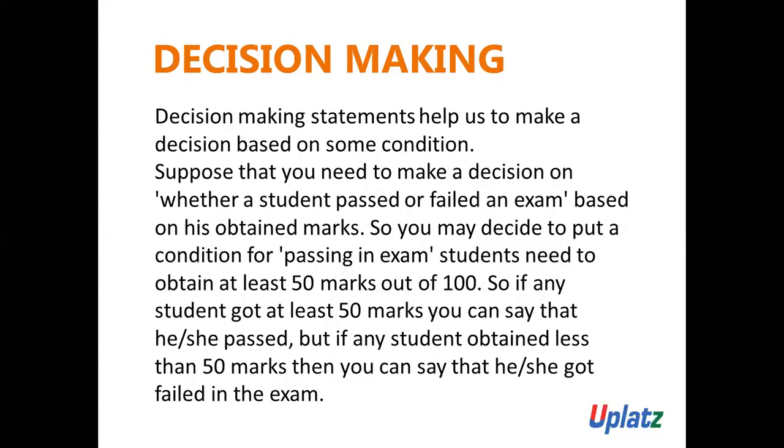So what is our objective, or what is our goal? Here we need to find whether the student passed or failed in the examination. So we may decide to put a condition for passing: the student should obtain at least 50 marks out of 100. If any student got at least 50 marks, you can say that student passed the examination. But if any student obtains less than 50 marks, then you can say that student failed the examination. Got it? So this scenario can be implemented with the help of a decision making statement.